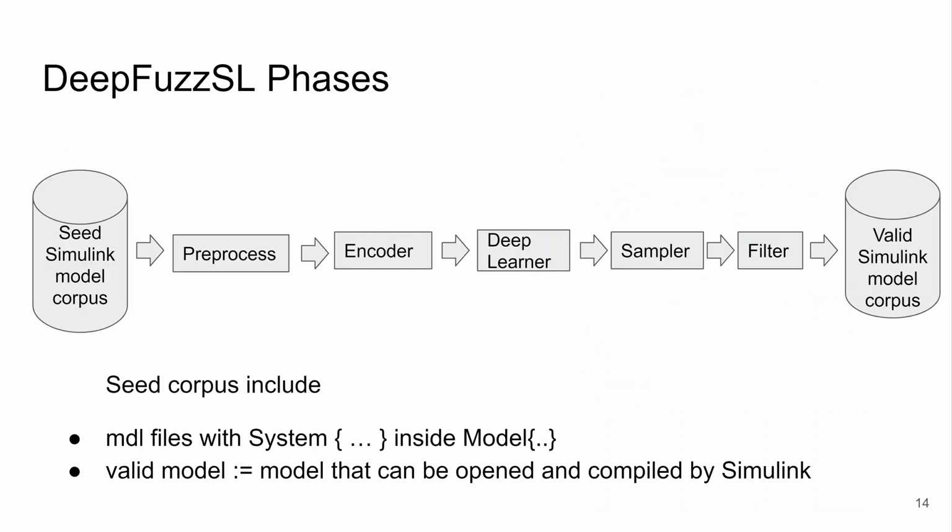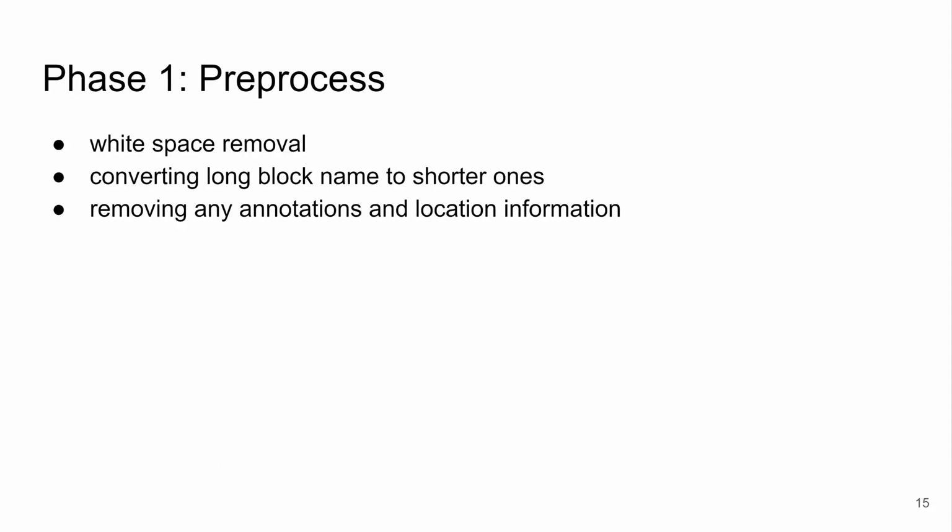So these are the phases of DeepFuzzSL. As mentioned previously, we only include MDL files with system structure and ensure that all the models are valid. Once we have our corpus ready, we add a basic pre-processing step.